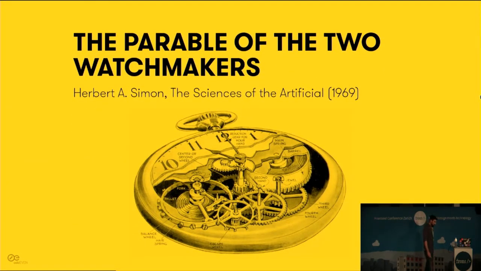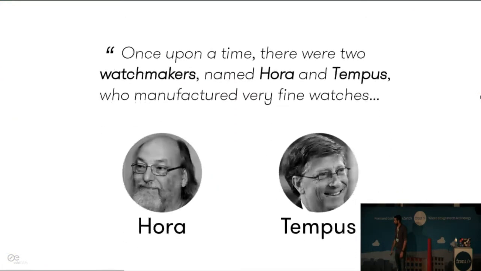So I want to tell you a little story. And the story is actually my interpretation of the parable of the two watchmakers. This parable is by Herbert Simon and comes from his book, The Science of the Artificial. Herbert Simon is one of the pioneers of artificial intelligence. He's like the Freud of artificial intelligence, right? So the story goes like this.